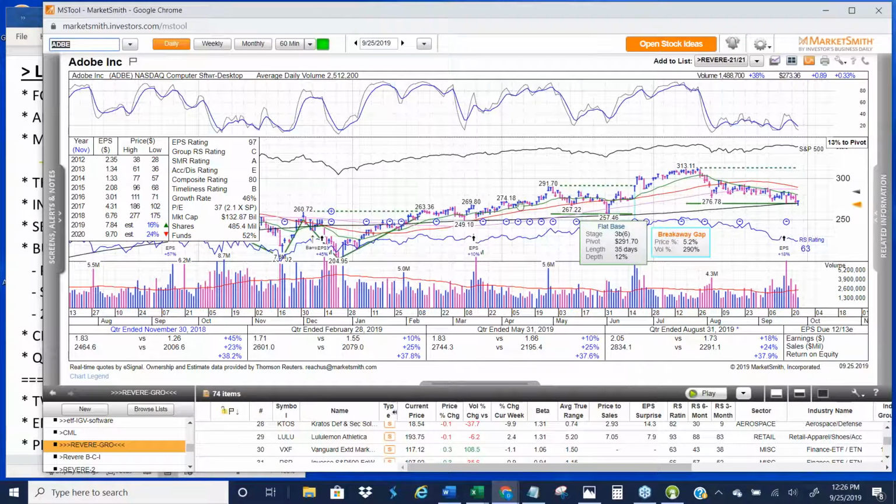Adobe is another classic example. This has been a leader for a long time, formed this nice base after the correction, broke out, but then selling hit it in late July or early August, and it was not able to get back above this declining 21-day exponential moving average. And this is why Tim and I pay so much attention to what the 21 is doing. And then finally you see the 50-day moving average roll over again, and this is sitting right on the 200-day moving average. And now you want to see, very often value managers will come in and scoop this up at the 200-day moving average. That's where they tend to buy.